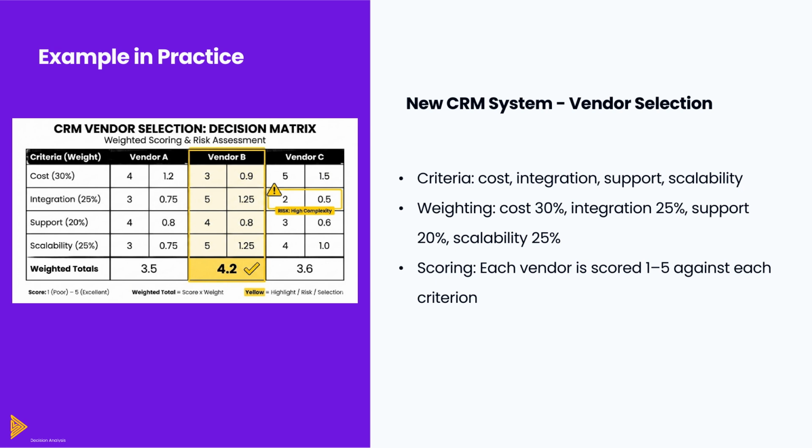You also highlight that vendor C carries integration risks, something the team needs to factor into the decision. You present the full table, the scoring, and the rationale. And now your recommendation isn't just an opinion, it's defensible, clear, and backed by evidence.